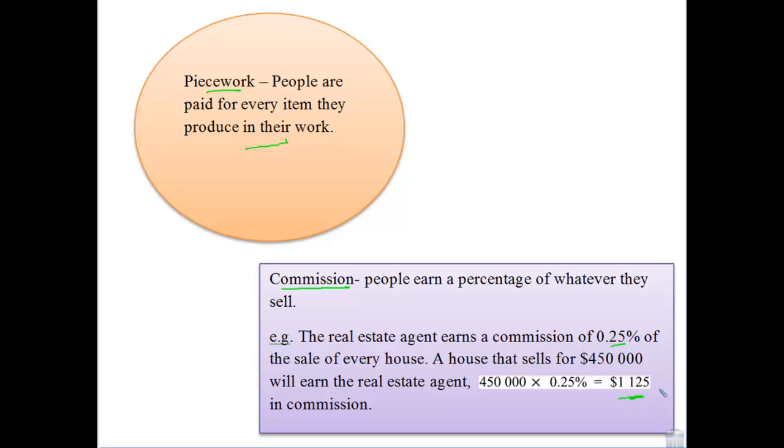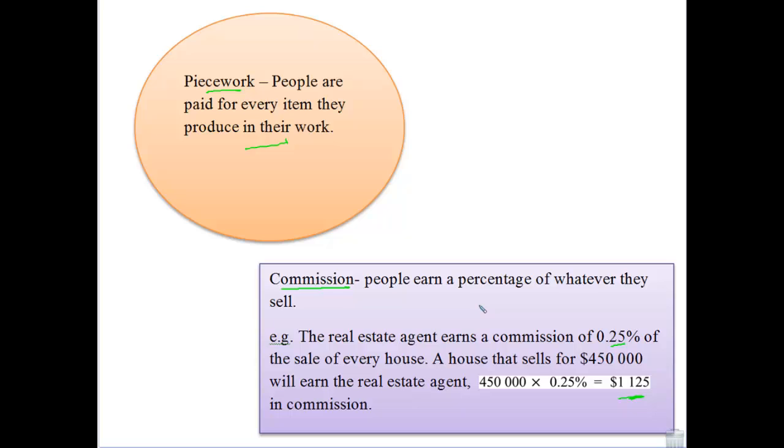I personally wouldn't want to work on commission. I don't think I'm a very good salesman, so I don't think I'd be able to do that. But people are quite happy to work on that at times, because they're good at what they do, and they can make their money because they can make their sales. So there's a few ways in which people earn money.